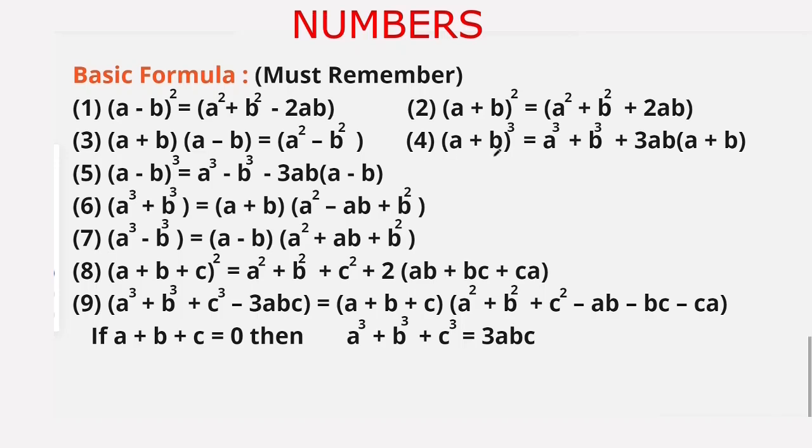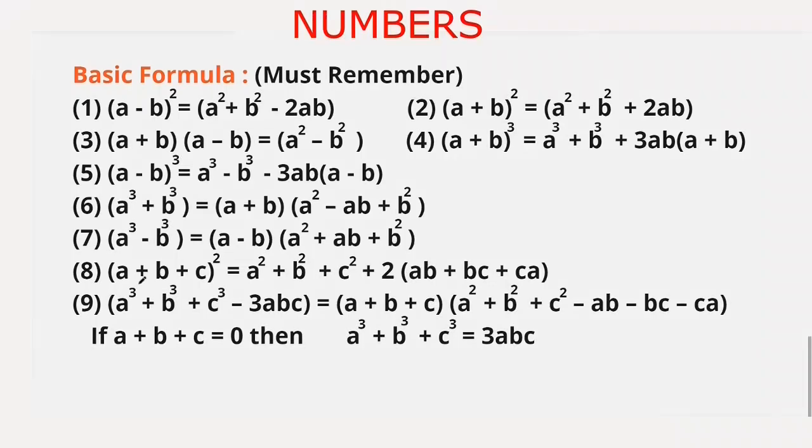Fourth formula is a plus b whole cube. This is equal to a cube plus b cube plus 3ab into a plus b. Fifth formula is a minus b whole cube equal to a cube minus b cube minus 3ab into a minus b. Sixth formula is a cube plus b cube. This is equal to a plus b into a square minus ab plus b square. Seventh formula is a cube minus b cube equal to a minus b into a square plus ab plus b square.